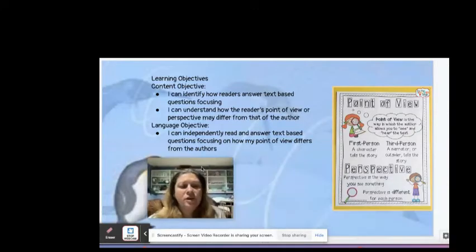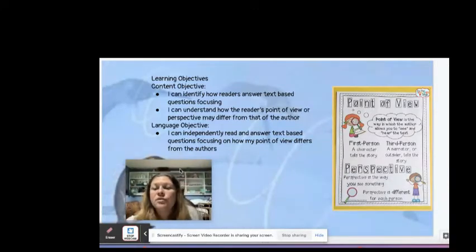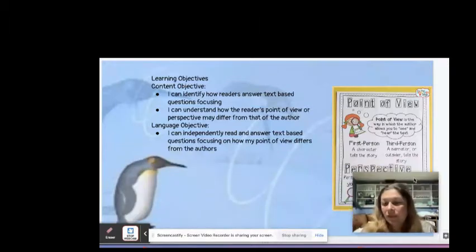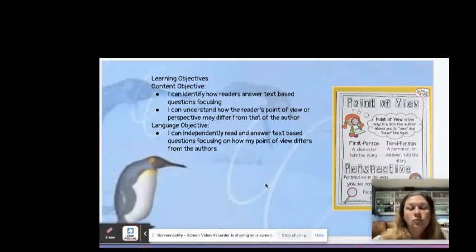Now, what is a point of view? Point of view is the way in which the author allows you to see and hear the text. There's first person, there's third person, and then there's a perspective. The perspective is the way you see something. Perspective is different for each person. I may view one book one way, and you may view it differently. So we may have two different perspectives on the same book.